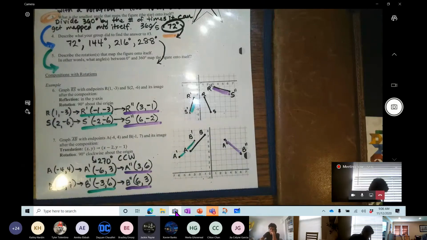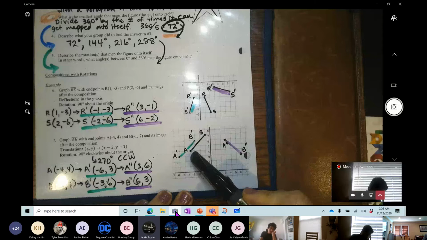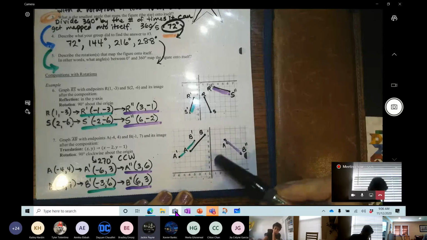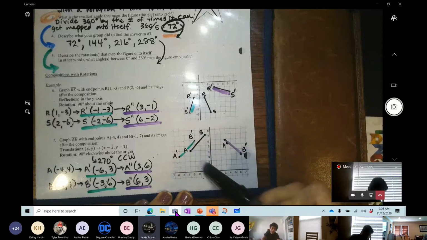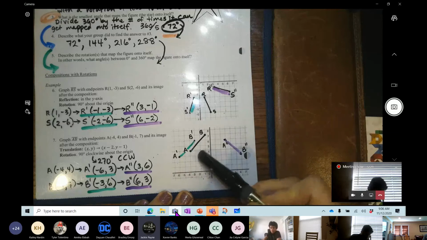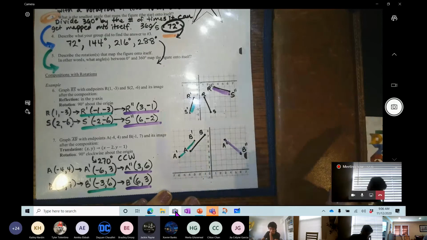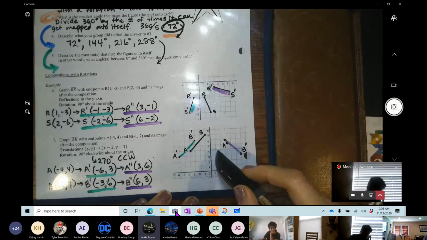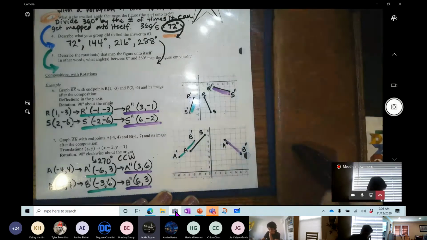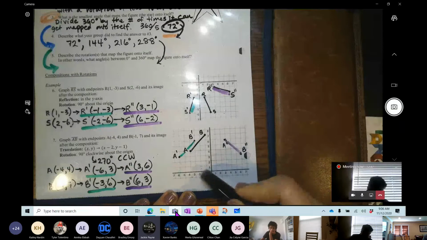And again, if you did want to check the angle, it would be the angle between A and A, from here to here, would be 90 degrees clockwise. Okay. And again, the angle between these two would be 90.